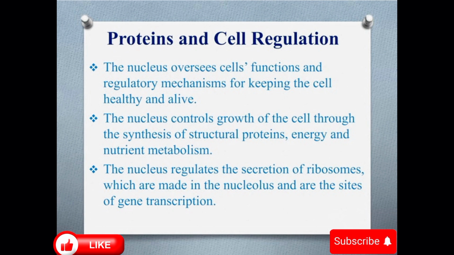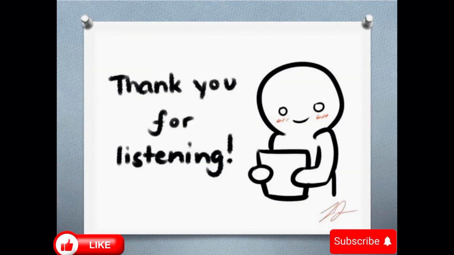The nucleus controls growth of the cell through the synthesis of structural protein, transcription, DNA replication, as well as translation, which takes place due to the presence of ribosomes, and ribosomes are produced within the nucleus. All these activities are controlled by the nucleus. The nucleus regulates the secretion of ribosomes, which are made in the nucleolus and are the sites of gene transcription.